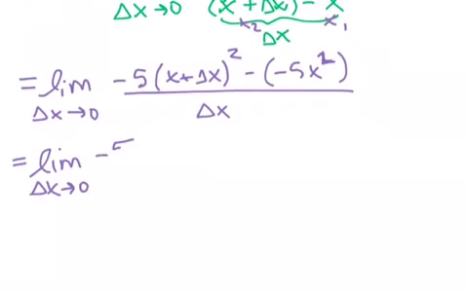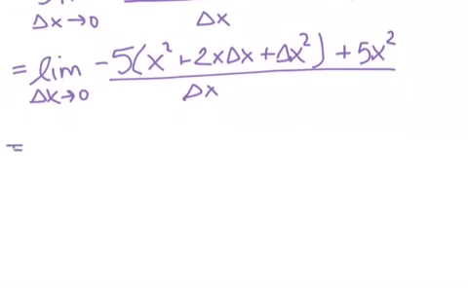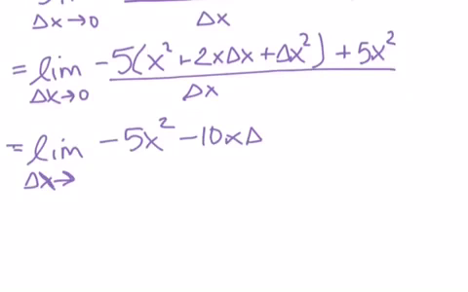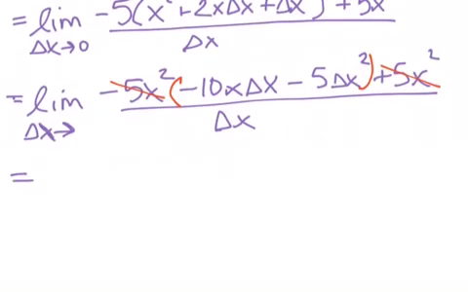Alright, so if I start multiplying this stuff out, I've got negative 5 times x plus delta x squared, which is going to give me x squared plus 2x delta x plus delta x squared, that's the first part, plus 5x squared in this case. And I'm just going to keep going algebraically down. So I'm going to carry that negative 5 through. So I've got negative 5x squared minus 10x delta x minus 5 delta x squared plus 5x squared, all over delta x. So now I see that this cancels with this, and I notice that everything that is left here has a delta x at least 1 in common. So I'm going to pull out a delta x.